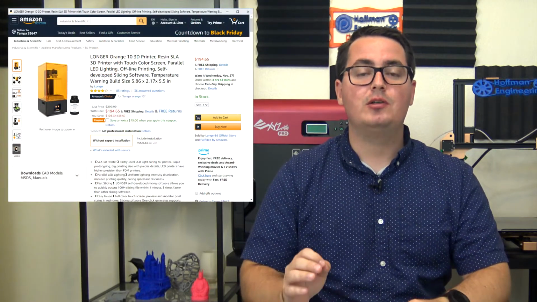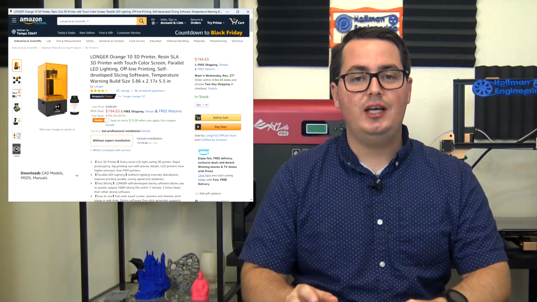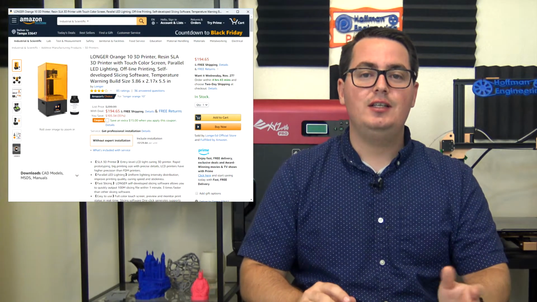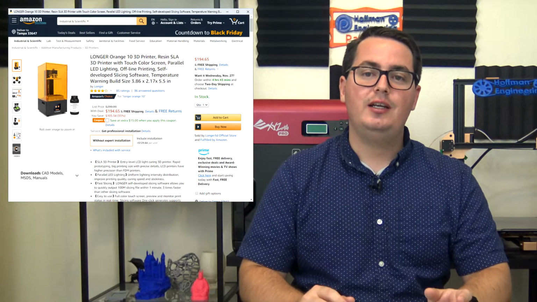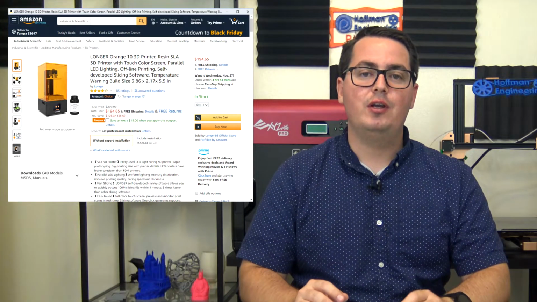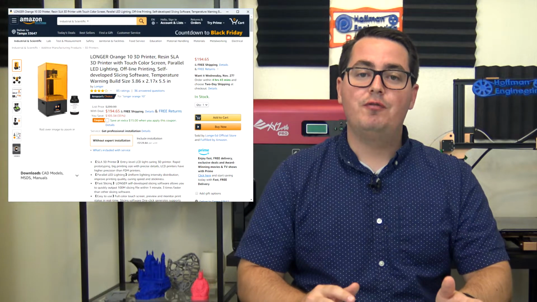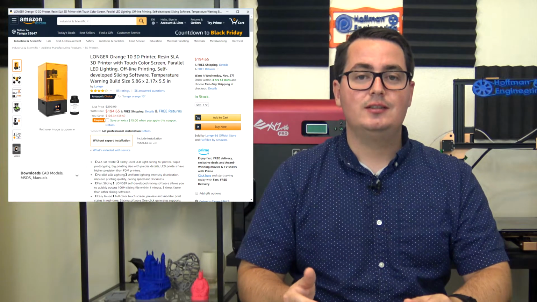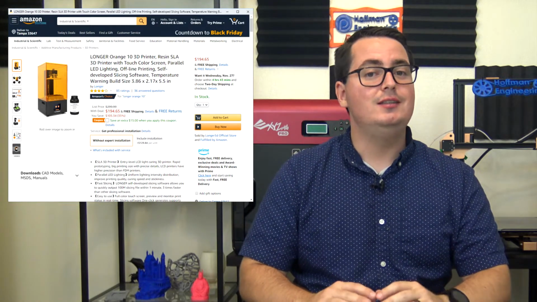The second surprise is an SLA resin printer from a company called Longer, the Longer Orange 10 3D printer. It's an LCD SLA resin printer with a 98 by 55 by 140 millimeter print area. The reviews have some pretty good looking prints on it. And at $230, it's not a bad price for a resin printer.